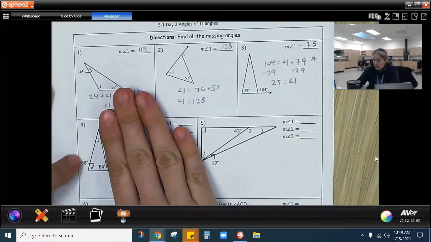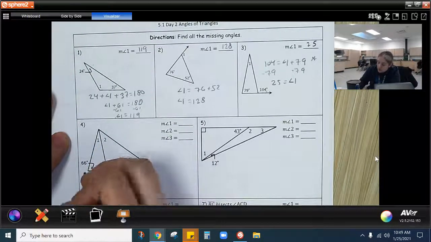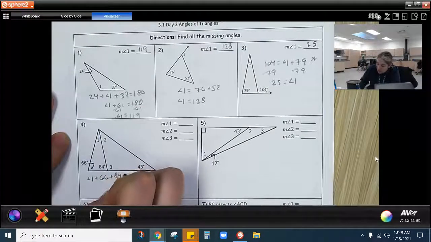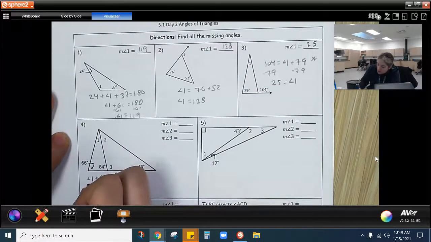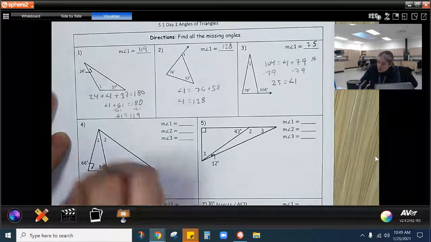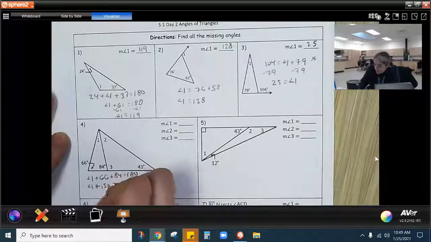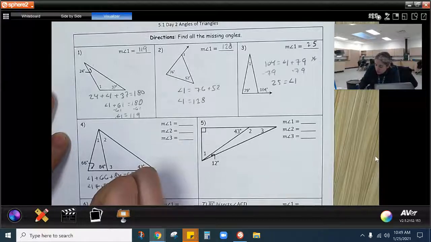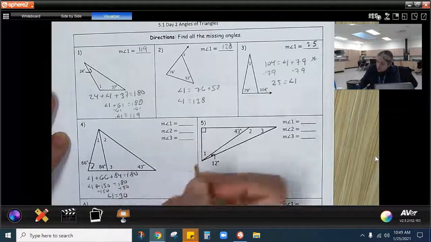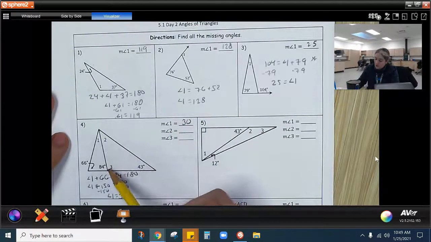So we know that we have an angle 1, 66 degrees, and then an 84 degrees. Those are all interior angles. That means angle 1 plus 66 plus 84 is going to equal 180. So that means angle 1 plus 150 equals 180. If I subtract 150 on both sides, then we get angle 1 is equal to 30 degrees. So now we need to figure out angles 2 and 3.